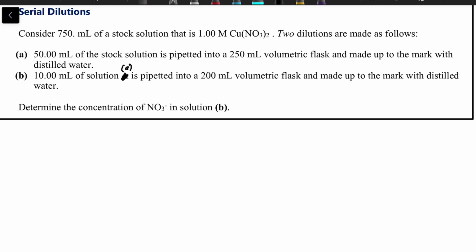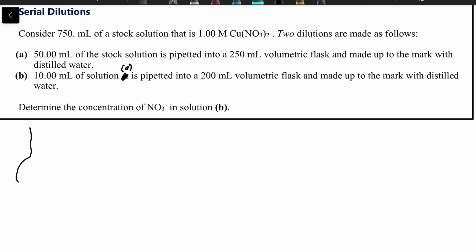But you see, each time we take a small volume of the previous solution and we add more water to that bit of the solution. In other words, the concentration of the species will change. Right. We're told then to determine the concentration of nitrate in solution B. So let's start with the qualitative diagram.